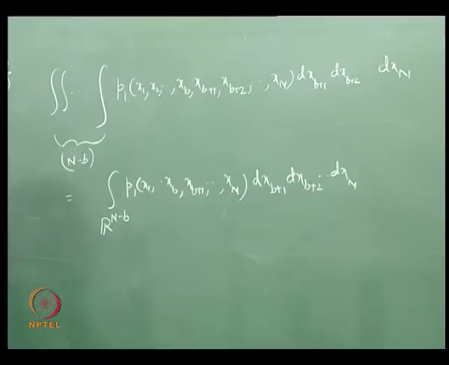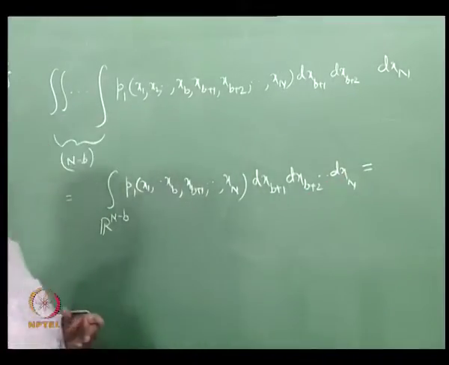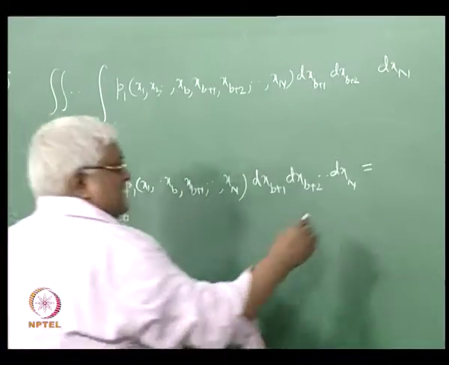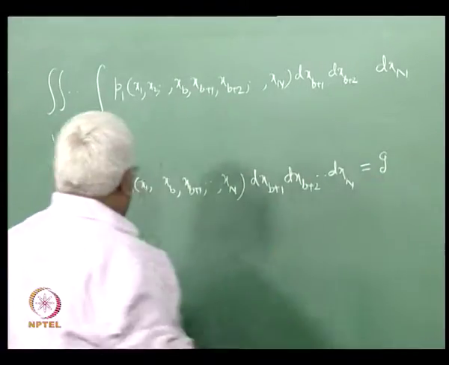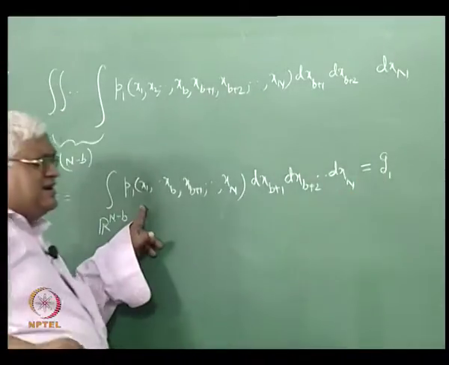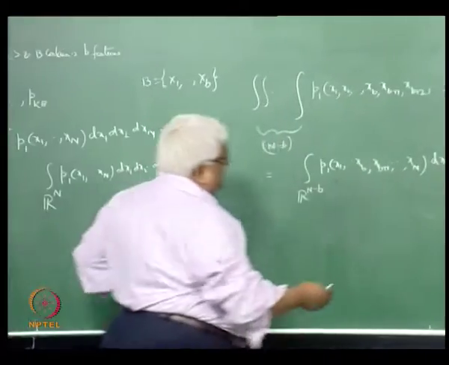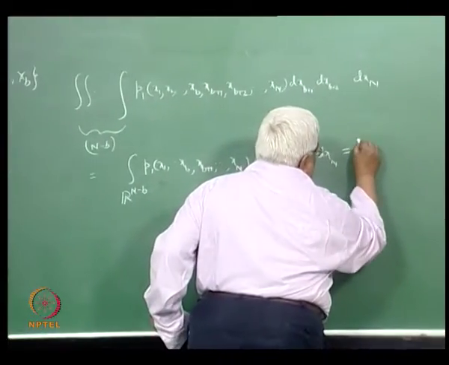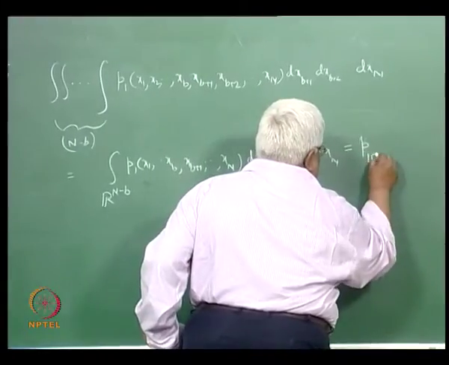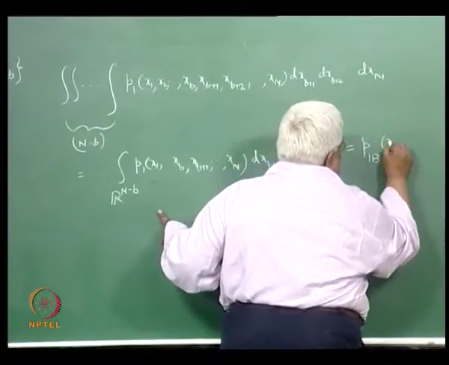So, if you do the integration, what are you going to get? Let us say the function that you are going to get, let me write it as g, and for the class 1 let me write it as g 1. Actually here I wrote p 1 b, so let me just write it like this only, p 1 for the set B. What are these arguments?